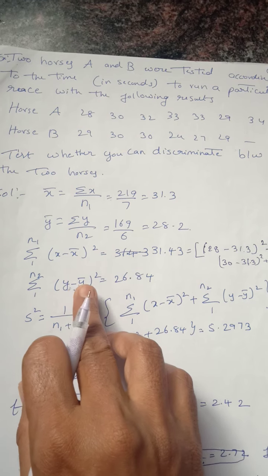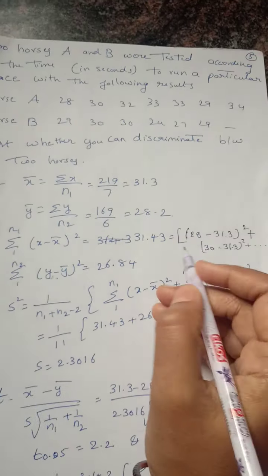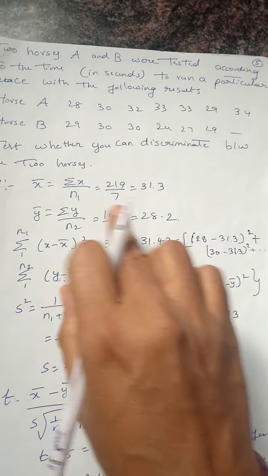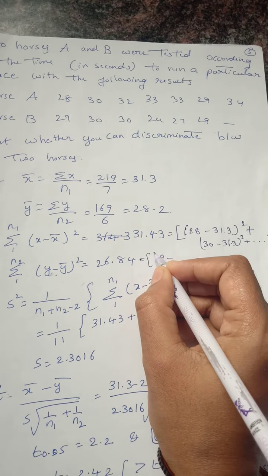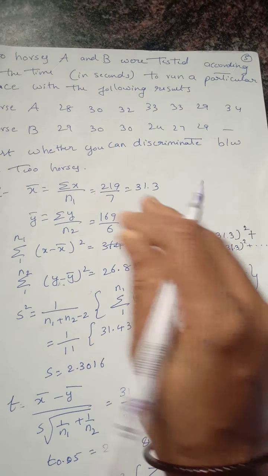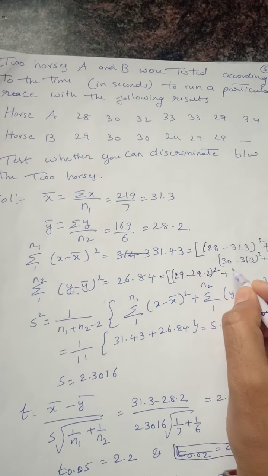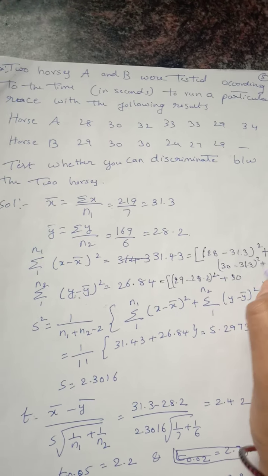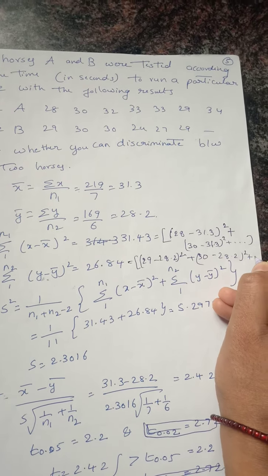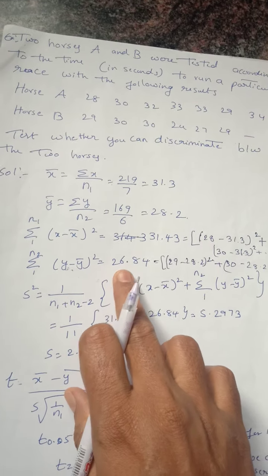Similarly for y minus y bar, this is your y value. The first y value, 29, minus the y bar value, 28.2, whole square. The second y value is 30 minus 28.2 whole square. Like that, if you add them all you get 26.84.